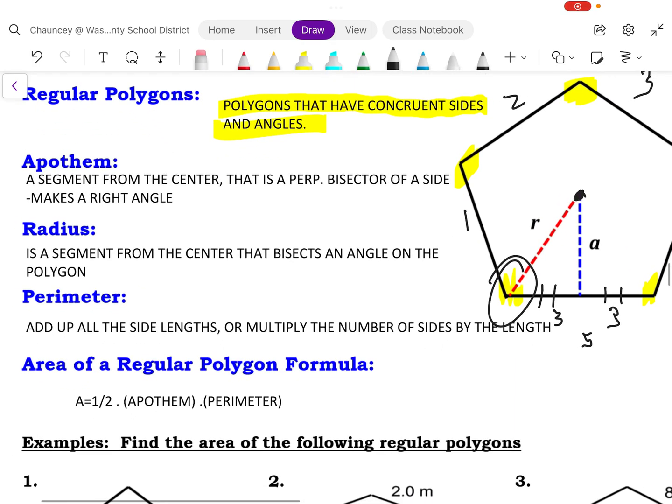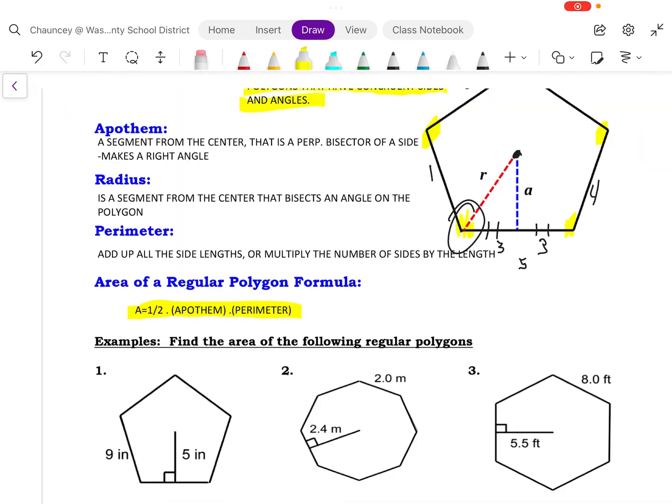And the formula that we're going to be using today to find our area is going to be half of the apothem times the perimeter. All right, 1/2 times apothem times perimeter. So let's jump right into this.